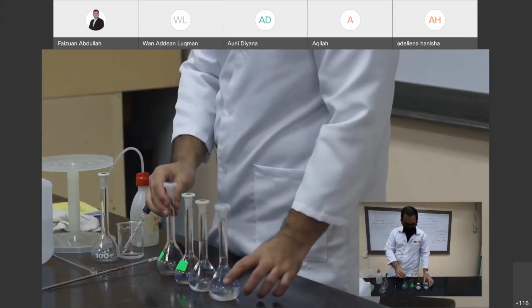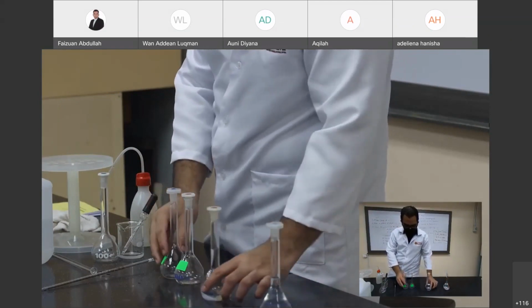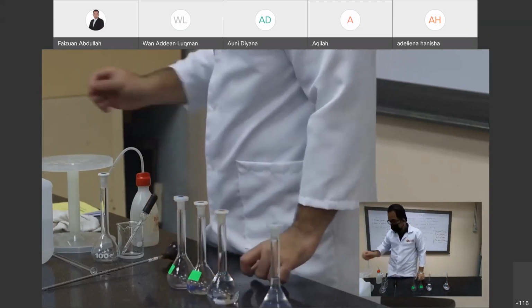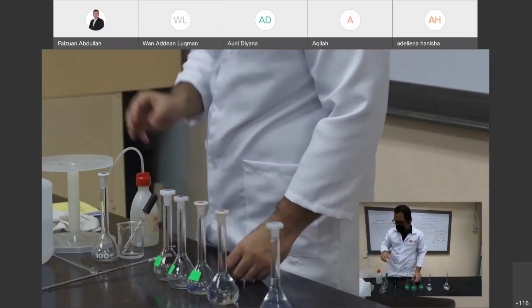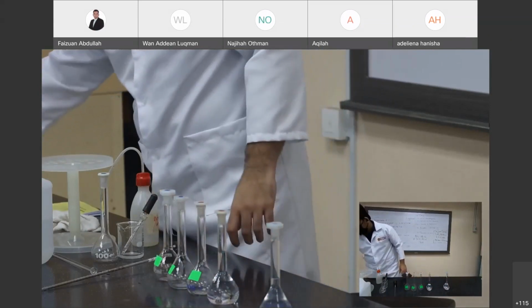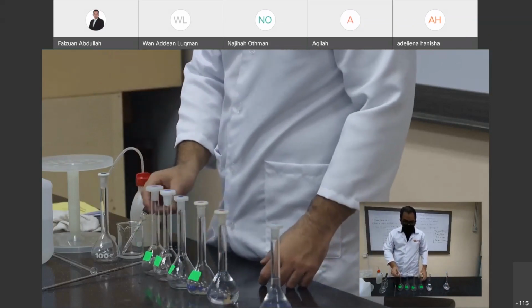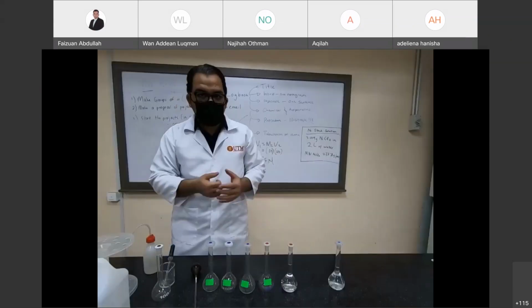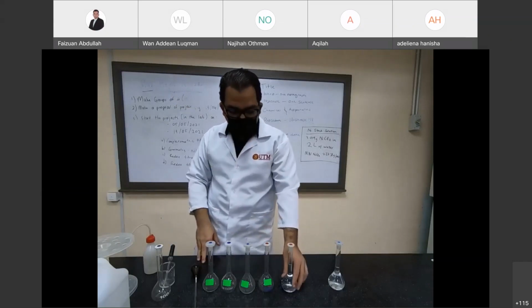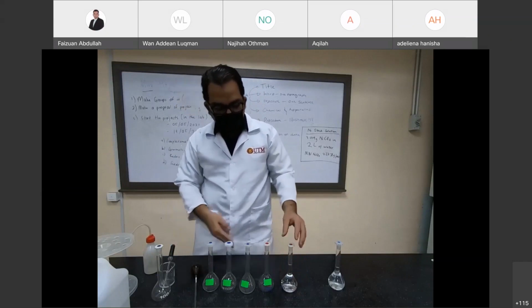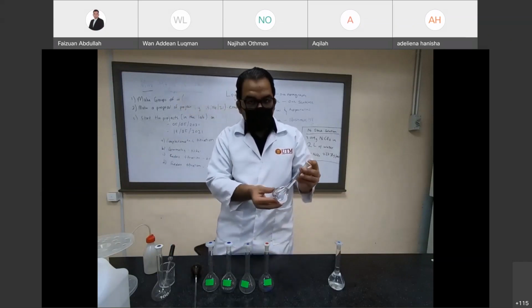Next, I'm going to prepare the calibration standards. I'm going to need 5 different volumetric flasks because I have to prepare 5 different concentrations of calibrators at 0.5 ppm, 0.4 ppm, 0.3, 0.2, and 0.1 ppm. To prepare this, I have to use serial dilution.